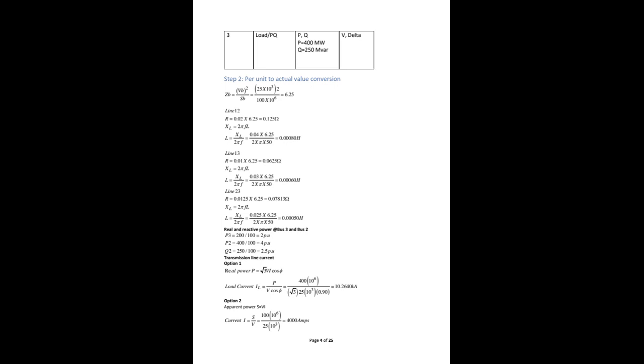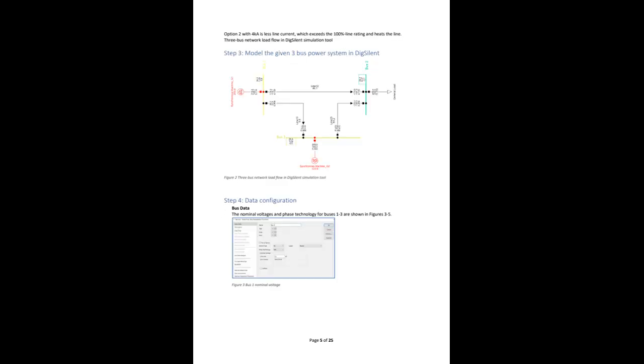In option two, we use a different formula, which is apparent power equal to VI. In our case, our apparent power we assumed as 100 MVA, and the voltage is 25. So you divide and we get 4 kiloamps. So in option one, we have 10.26 kiloamps for the load current. In option two, using this formula, we get a load current of 4 kiloamps. Let me proceed with that.